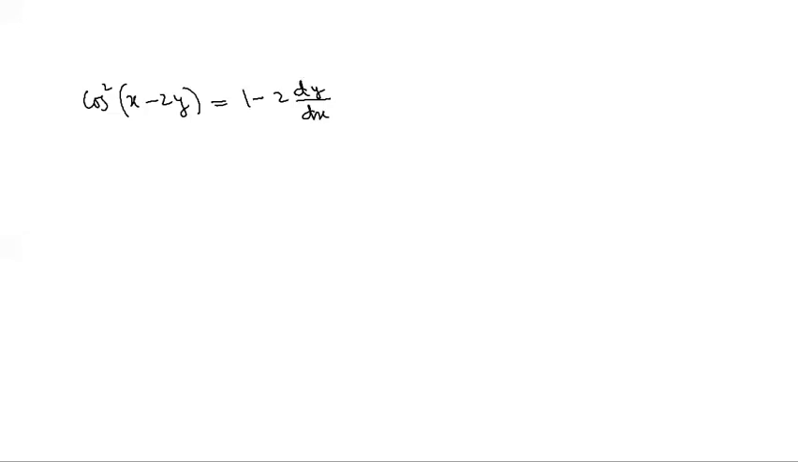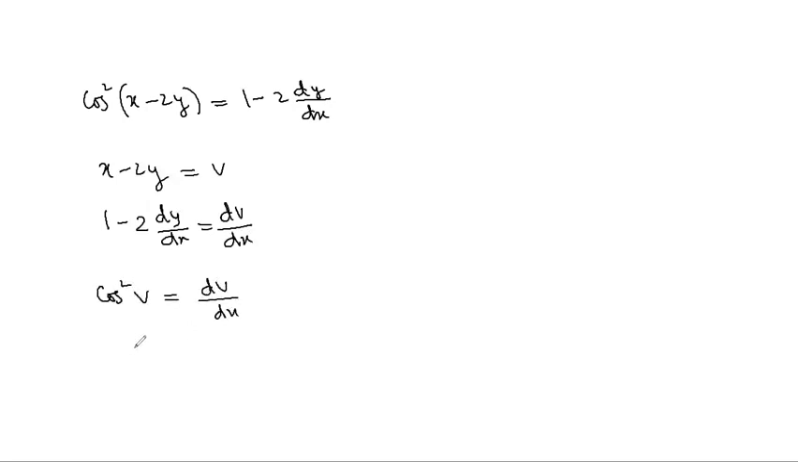So you will be putting x minus 2y as v. Just differentiate: 1 minus 2 dy by dx is dv by dx. So cos square v is dv by dx. So dx is dv upon cos square v. dx is sec square v dv.